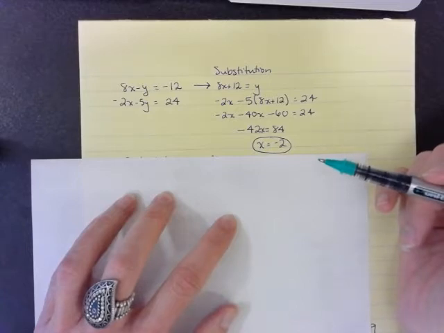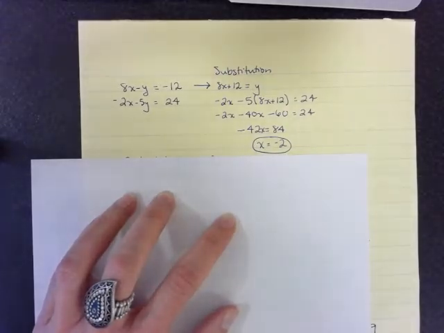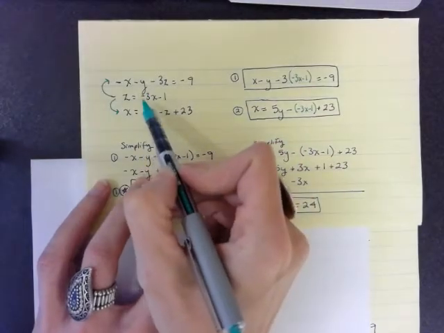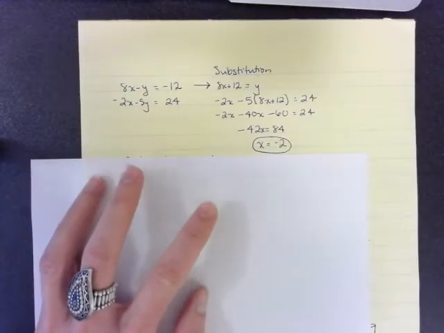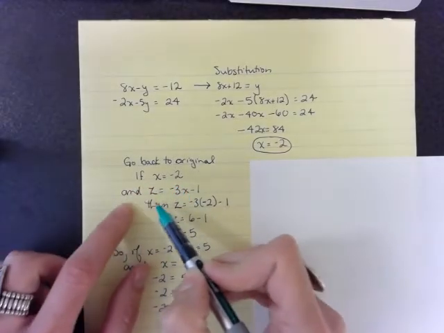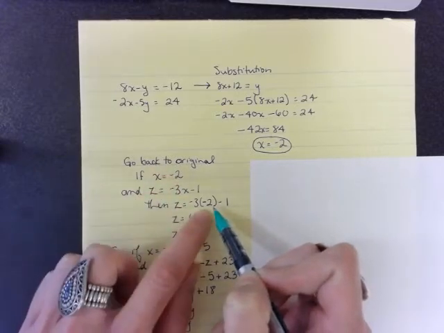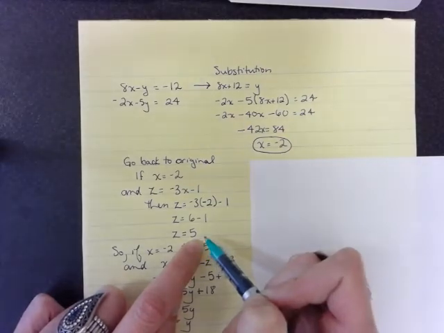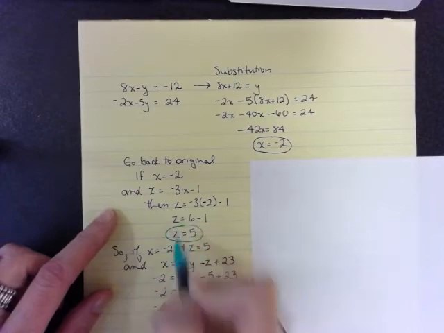Now, how am I going to find out what the y and the z are? Well, I'm going to go back to my original equation. And right here, I have z equals negative 3x minus 1. So if I know what x is, I can find out what z is. And I'm going to do that. So if x is negative 2 and z equals negative 3x minus 1, I simply plug negative 2 into my x, and I get z equals 5. So far, I have x equals negative 2 and z equals positive 5.